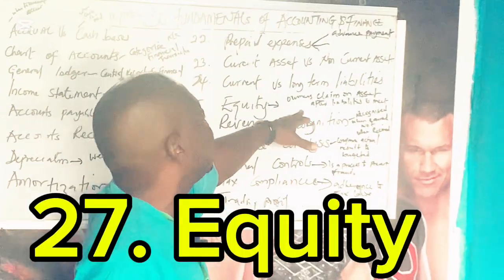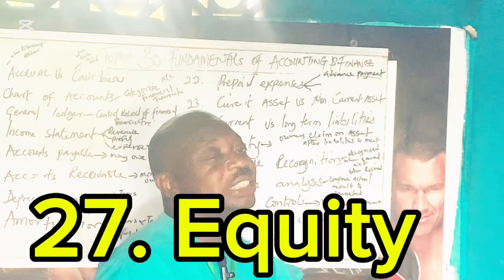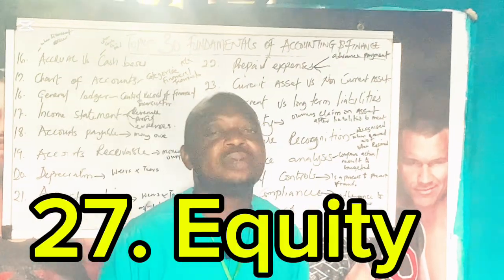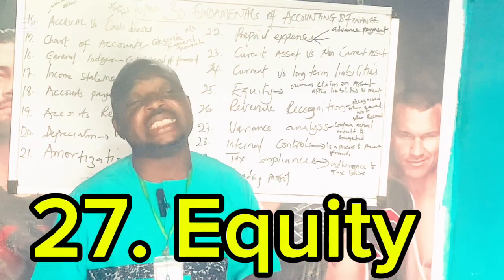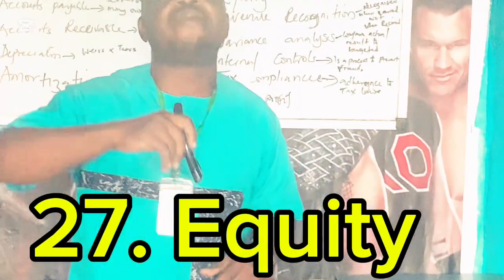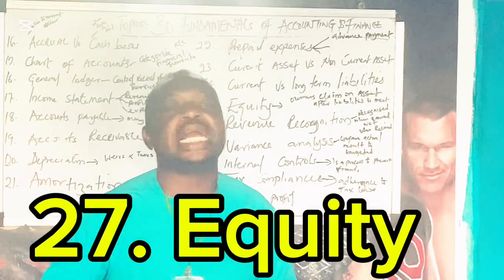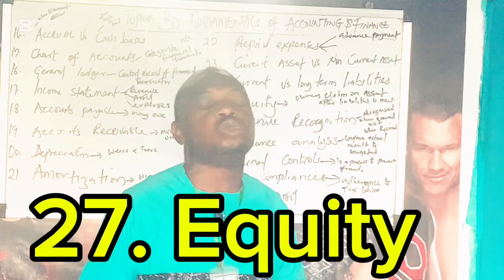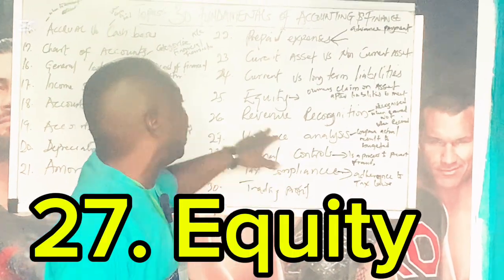Equities: these are the owner's claim on assets after liabilities have been met. Equity is just like shares. Equity shares are the owner's claim on assets after we have paid all our liabilities. That's why we have what we call dividends. We'll talk about that too.